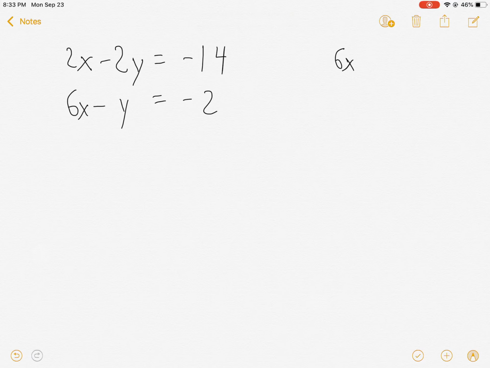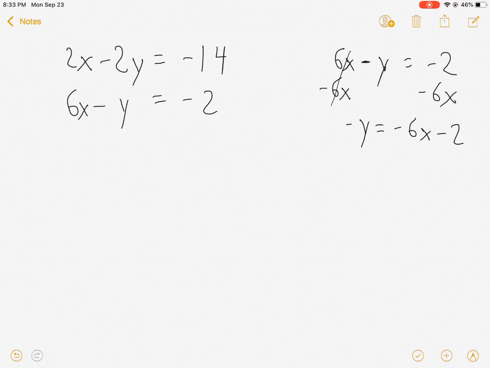So I'll rewrite the equation over here. 6x minus y equals -2. To get y by itself, I need to first subtract 6x, giving me a -y equals -6x minus 2.